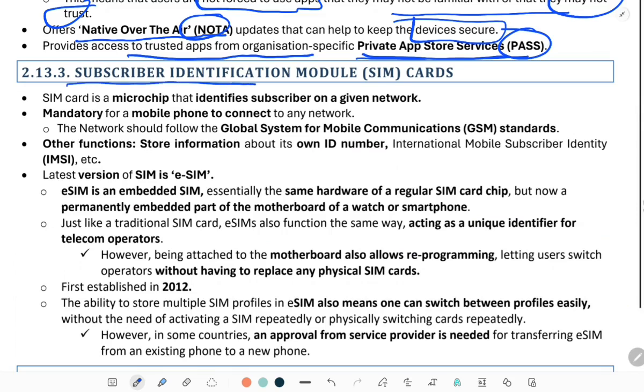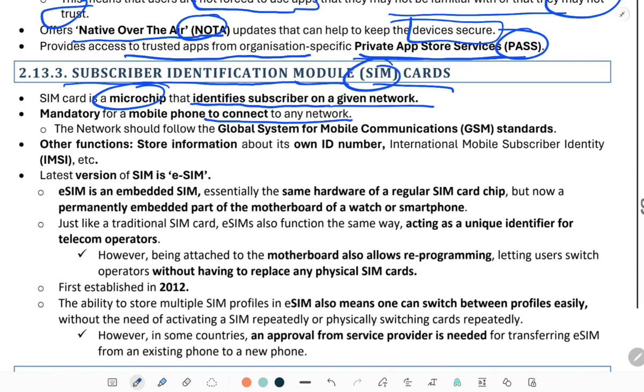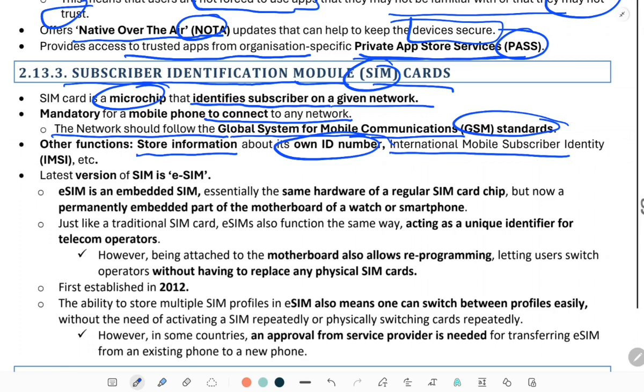Next, Subscriber Identification Module, SIM cards. This SIM card is a microchip that identifies the subscriber on a given network, and it is mandatory for a mobile phone to connect to any network. A network should follow the Global System for Mobile Communication, GSM standards. Other functions are to store information about the owner, ID number, international mobile subscriber identity, etc.